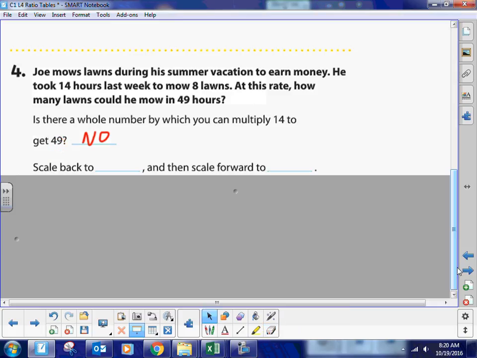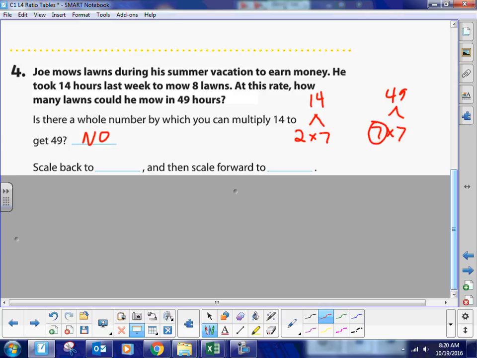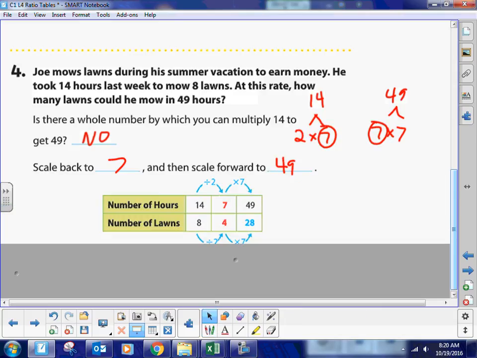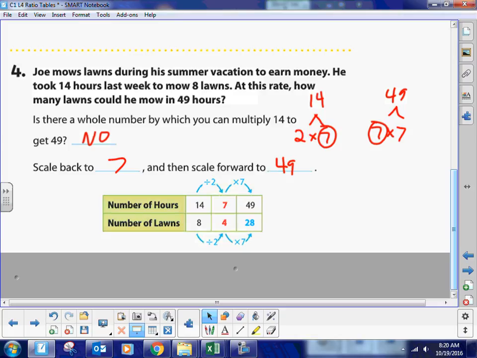So, you need to scale back to what? You've got to figure out what 14 and 49 have in common. Okay? This is 2 times 7. The greatest common factor between these two numbers is 7. So you've got to scale back to 7 and then scale forward to 49. Okay? So you scale back to 7 by dividing by 2. Whatever you do to the top, do to the bottom. Okay? And then you've got to scale back up from 7 to 49 by multiplying by 7.